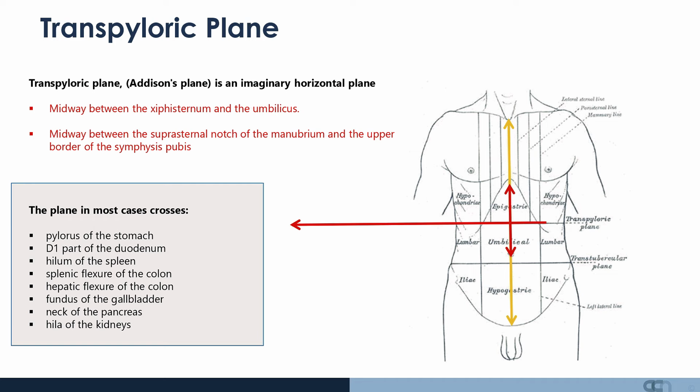This transpyloric plane crosses the pylorus of the stomach, D1 part of the duodenum, the hilum of the spleen, the splenic flexure of the colon, the hepatic flexure of the colon, the fundus of the gallbladder, the neck of the pancreas, and the hila of the kidneys. So many important structures are found at the transpyloric plane. Where these lines meet helps divide the abdomen into 9 key regions.